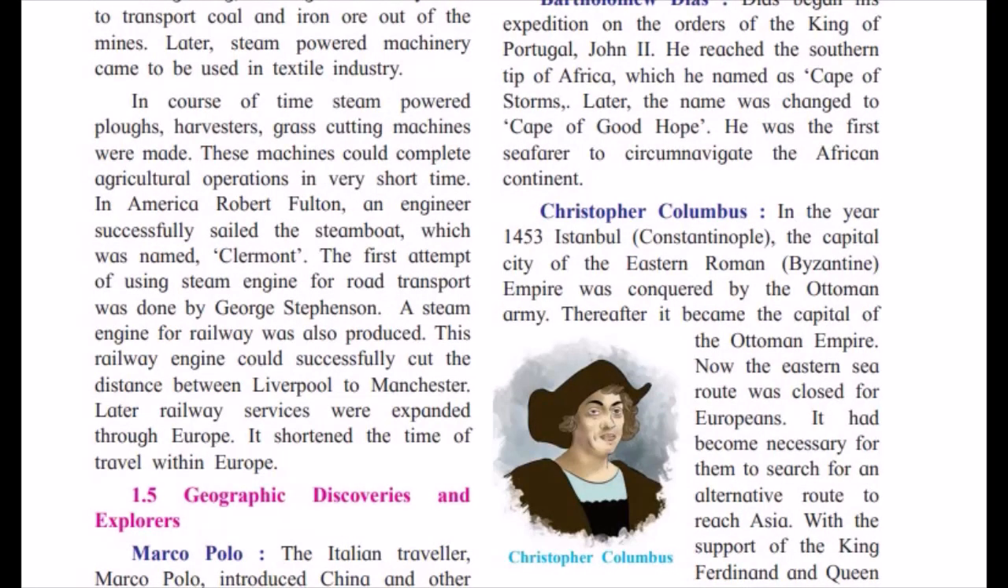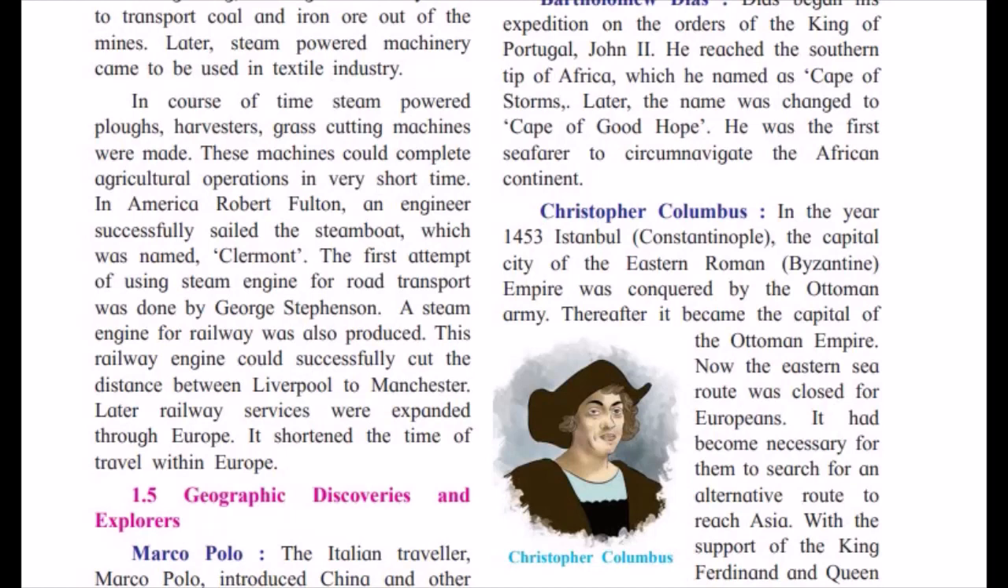In course of time, several other inventions were made related to agriculture, like the ploughing machine, powered ploughs, harvesters, and grass cutting machines. The machines could complete agricultural operations within a short time.